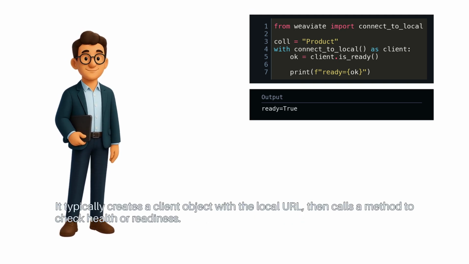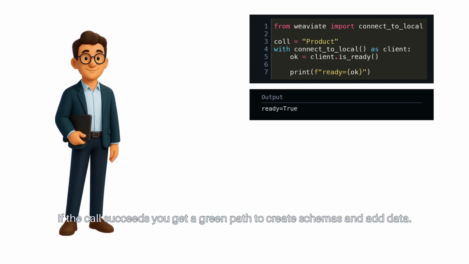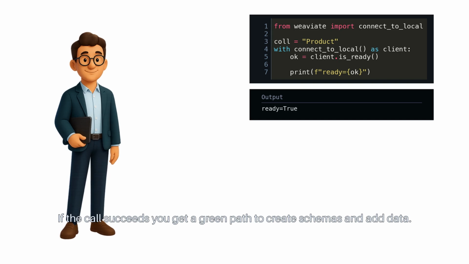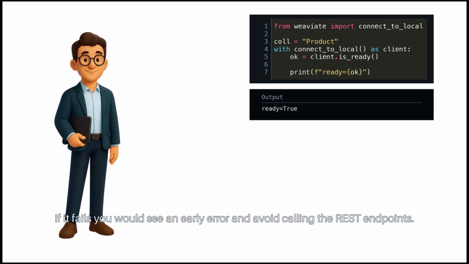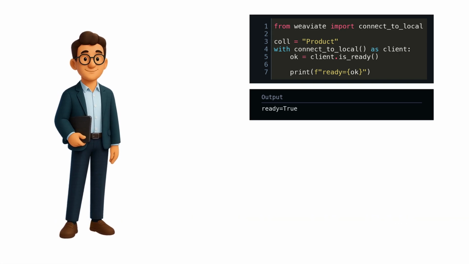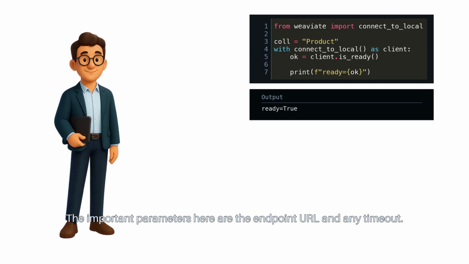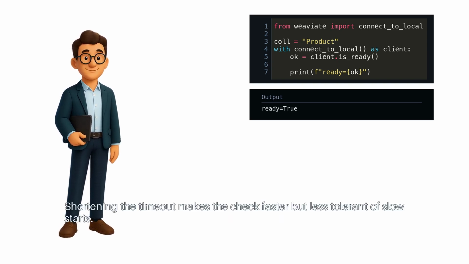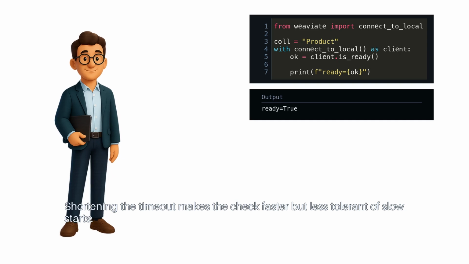It typically creates a client object with the local URL, then calls a method to check health or readiness. If the call succeeds, you get a green path to create schemas and add data. If it fails, you would see an early error and avoid calling the REST endpoints. The important parameters here are the endpoint URL and any timeout. Shortening the timeout makes the check faster but less tolerant of slow starts.